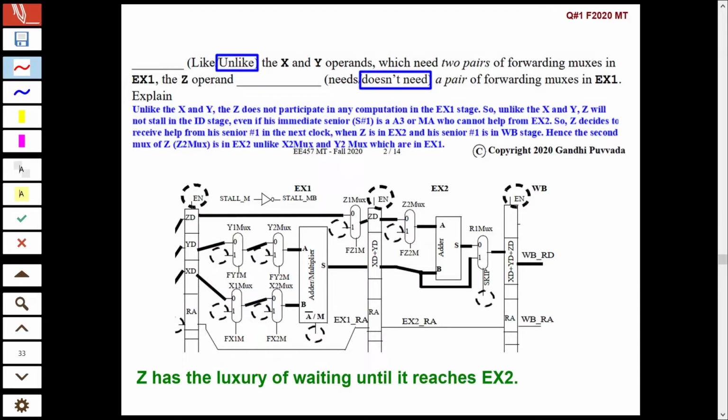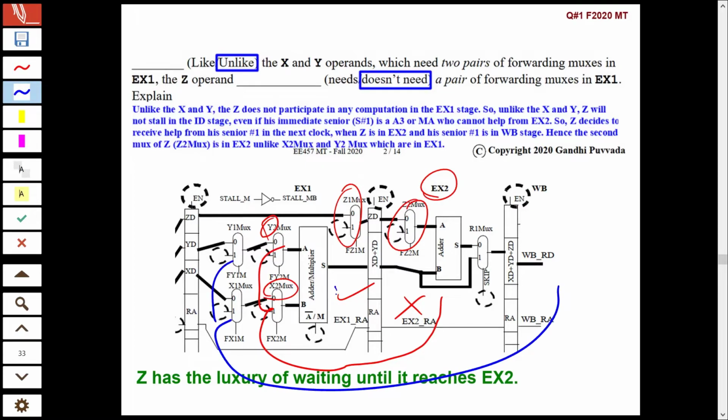So the Z says, I'm not in a hurry. I can get help in EX2. The X and Y say, no, we can't get help in EX2. We need help here. If you are a nice senior who can help me, so please do help me. Otherwise, I would stall for the reason that I am dependent on you. So please understand the difference.